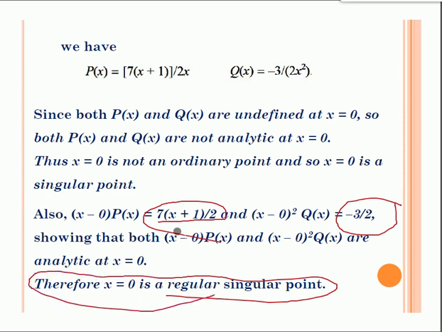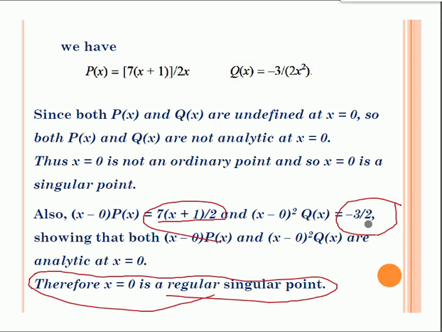So the denominator is simply the numbers 2 and here also 2. There is no function involved. That means no need to substitute x equal to 0. They are defined. So that's why it is a regular singular point. They are analytic. I hope it is clear.